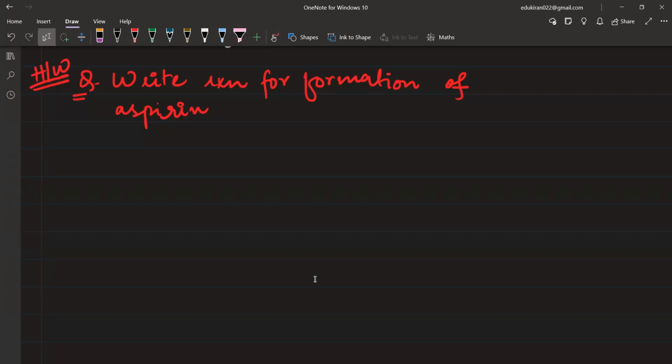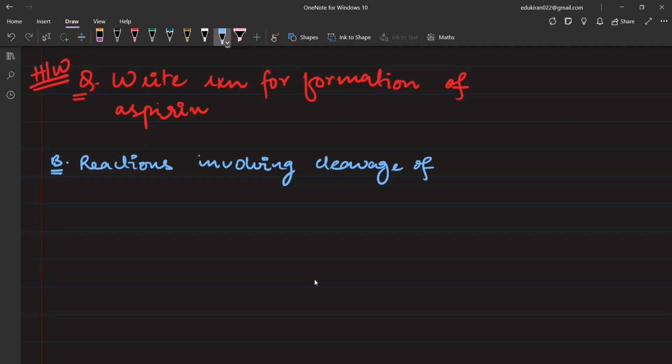Okay, right. Next, reactions involving the B part now. We have already looked at the reactions involving cleavage of OH bond. Right, the B part: reactions involving cleavage of CO bond.